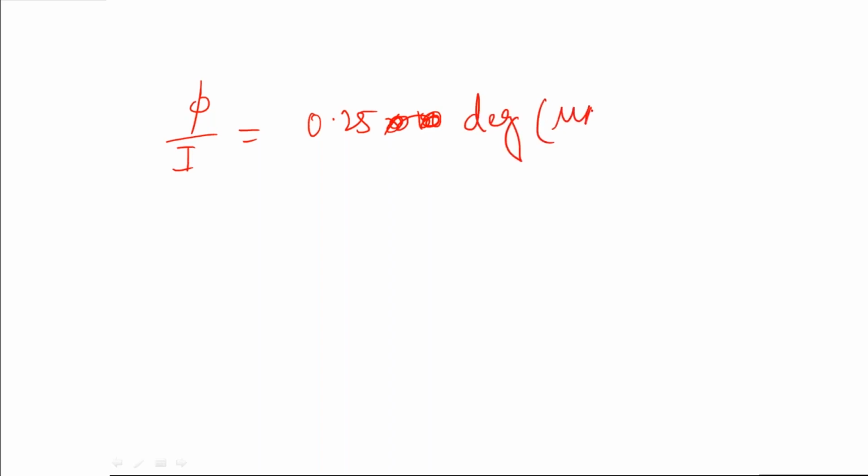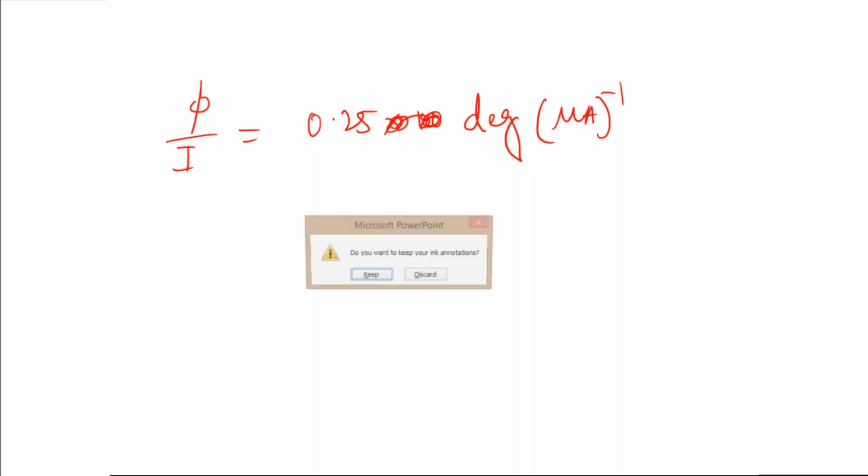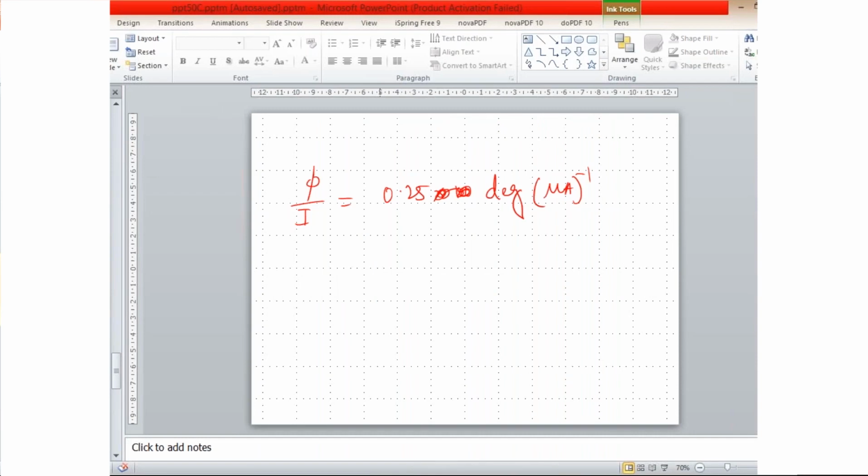So what is the final answer? You have got current sensitivity 0.25 into 10 to the power 6, and since we have got degree, this is per microampere. As the question was written, find its current sensitivity in degree per microampere. That is what they wanted. Okay, I just go to the second question.